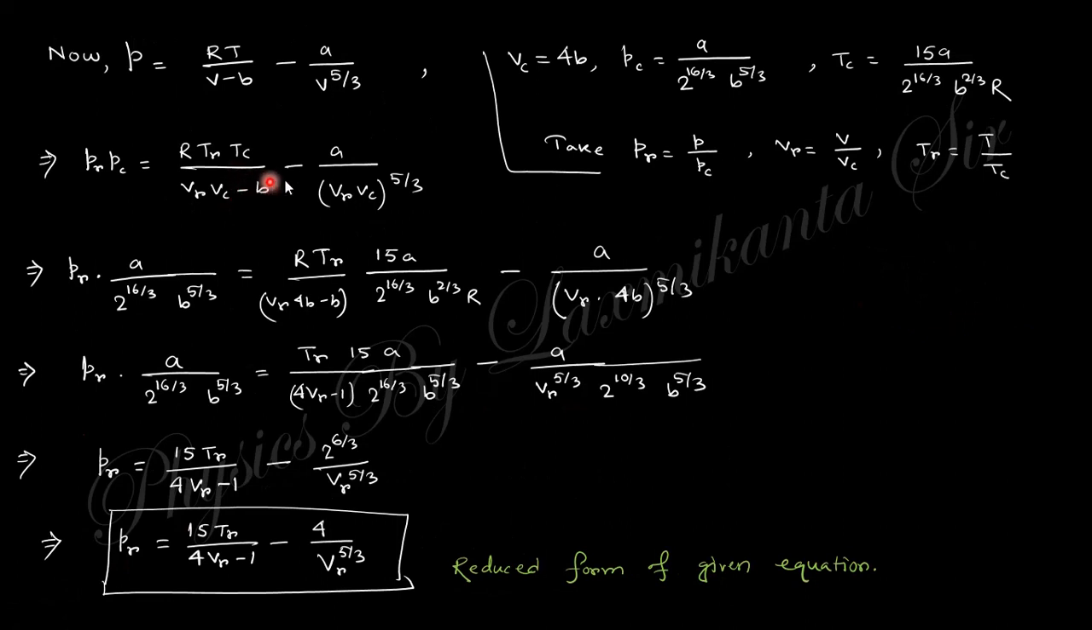Then the reduced form can be obtained by taking Pr equal to P by Pc. Pr is the reduced pressure, Vr the reduced volume, Tr the reduced temperature. So Pr is P by Pc, Vr is V by Vc, Tr is T by Tc. So P is nothing but Pr Pc, V is nothing but Vr Vc, and T is nothing but Tr Tc. Using these expressions in this equation, and putting the values of Vc, Pc, Tc and rearranging, I think you can do this step very easily. Just rearranging, you will get this equation. Clear? I think it is clear. You can do this calculation. If there is any problem understanding, you must comment in the comment box. Go to the next one.